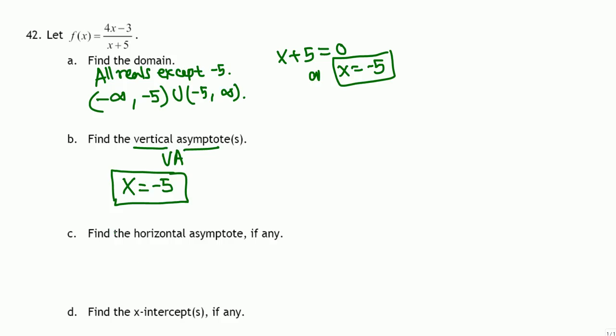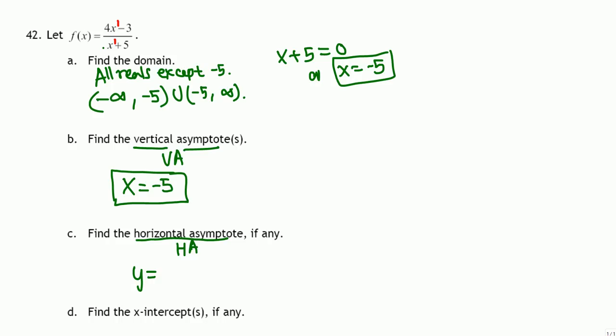Part C, horizontal asymptote, HA in short. Now we compare the degree of the top and the degree of the bottom. We compare the degrees. So in this question, 4x, there is x to the 1, and x to the 1. The degrees are the same. When the degrees are the same, then y equals the ratio of leading coefficients. 4 and 1 are the leading coefficients.